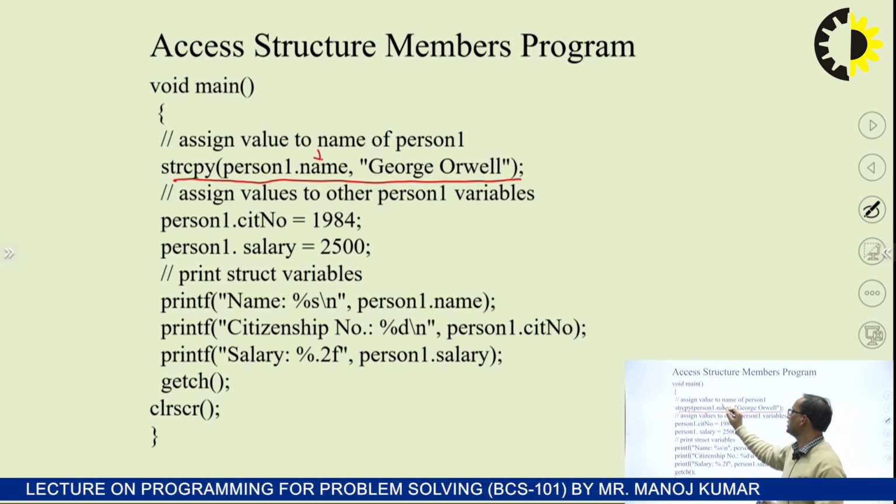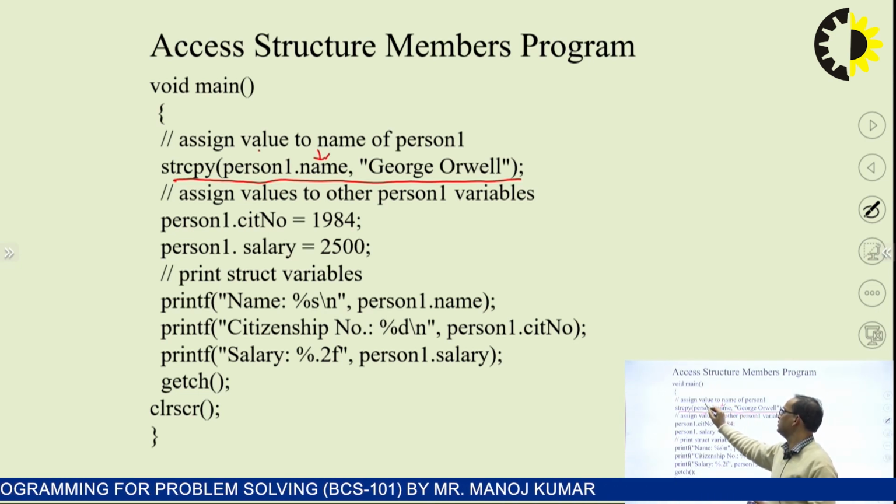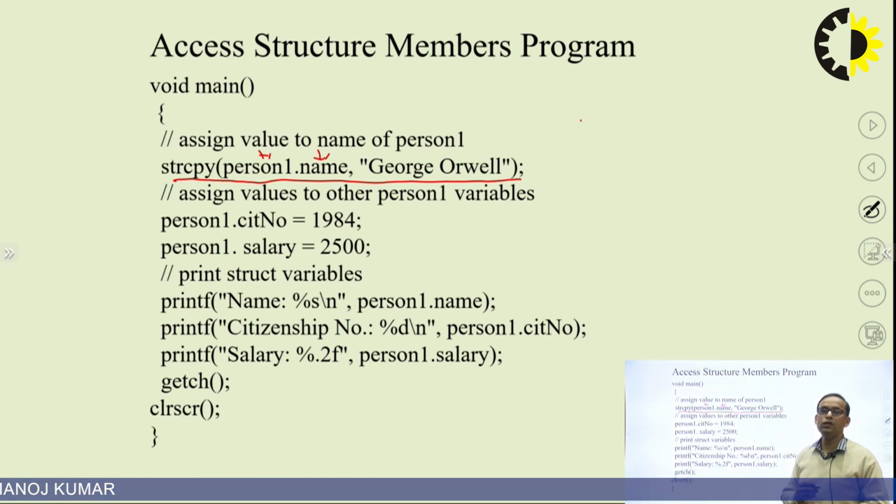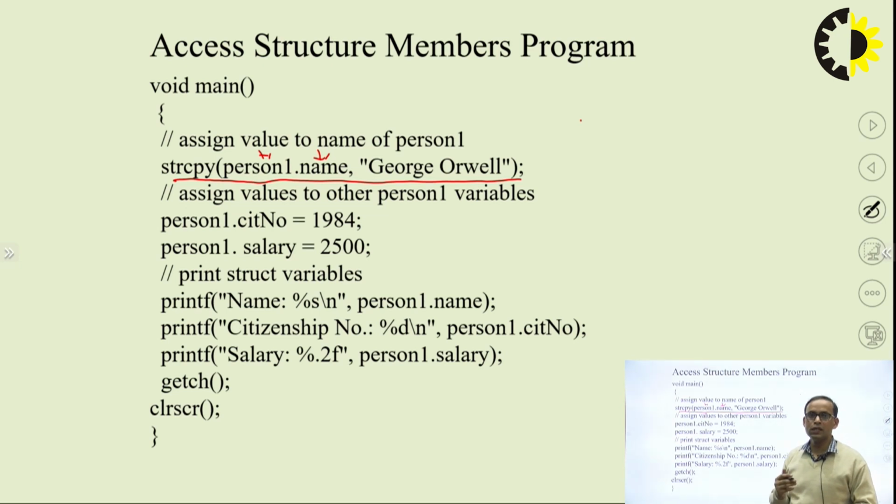So the first parameter is the structure variable and this is the member name. Dot operator is basically used to associate the structure member with the structure variable. Here name is the structure member and person1 is the structure variable. Now if we have to associate the name with this structure variable, then we will use the dot operator, and the dot operator is also used to access the structure members.